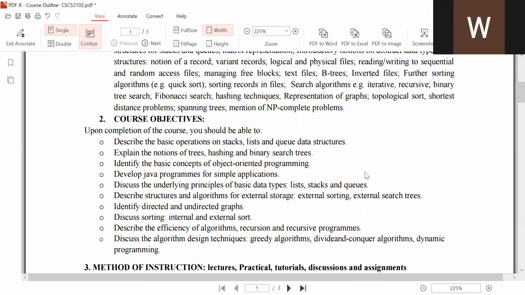So by the end of this course, you should have practical skills on manipulating data structures, practical skills on writing some algorithms, and also some programming skills to do concrete things on these data structures. Okay, so that is basically what you'll be expected to do.